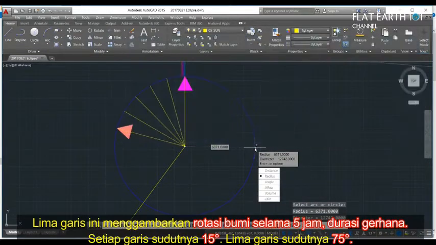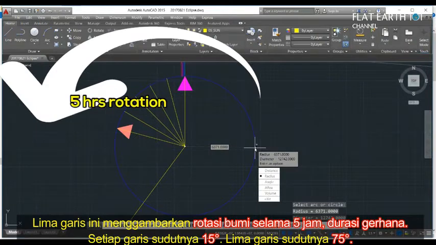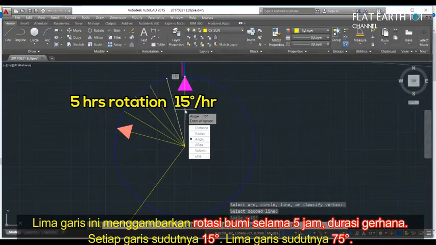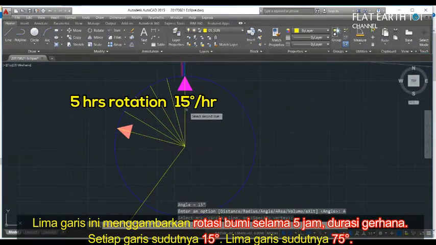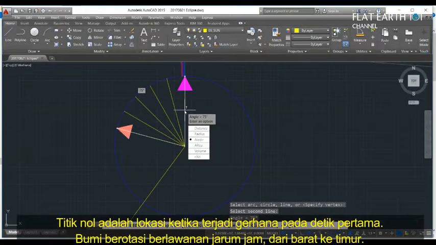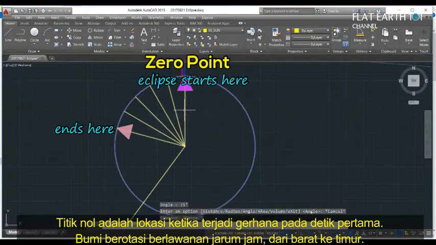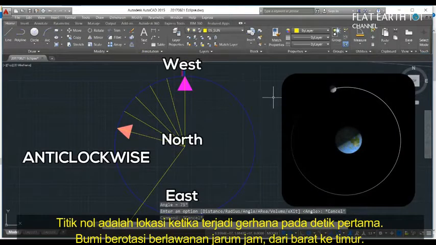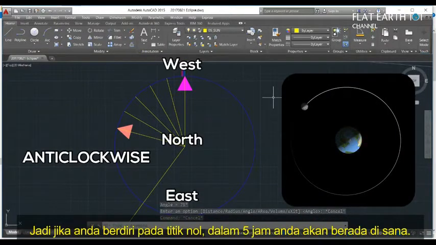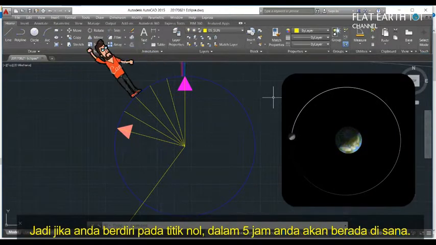These 5 lines represent the Earth's rotation for 5 hours, the eclipse duration. Each line represents 15 degrees. 5 lines equal 75 degrees. The 0 point represents the first second of the eclipse. The Earth rotates anticlockwise from west to east. So if you are standing over here at 0 point, in 5 hours you will be over there.